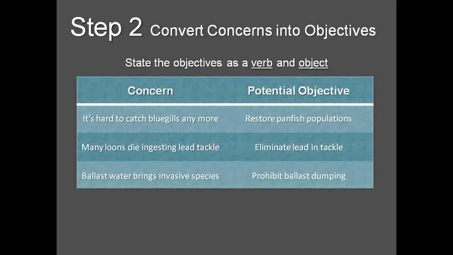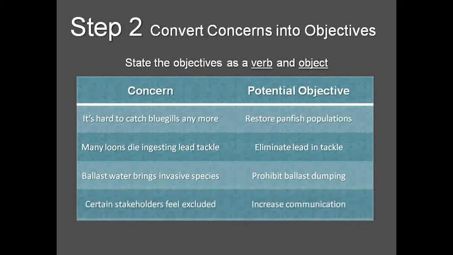Another example, ballast water brings invasive species. Well, prohibit ballast dumping or perhaps minimize the introduction of invasive species. These might be objectives that are really the underlying things we want to achieve that are tied to these concerns. So that's really what we're doing here in step two, converting the concerns into objectives that give us a clearer sense about what is the value that we're trying to achieve with this objective.